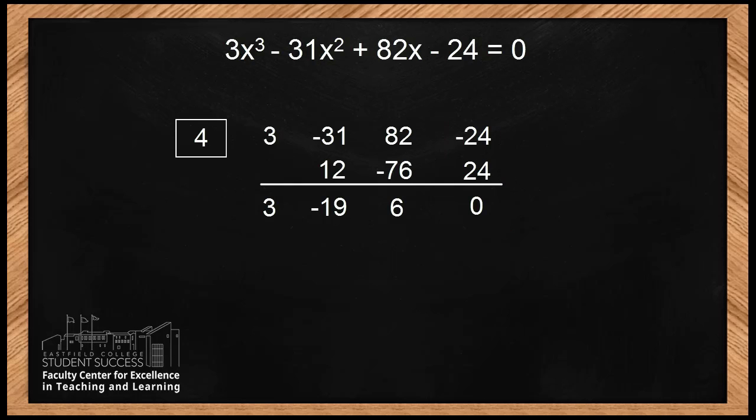I'm going to put this number in a box. That will trigger my memory to remember that the last number is my remainder. And what we know is, if the remainder is 0, that number that we divide by is indeed our zero. So that 4 is a zero. Well, we knew that from the problem, so why did we do it? The reason we did this step is, remember that when we divide using synthetic division, remember our quotient.